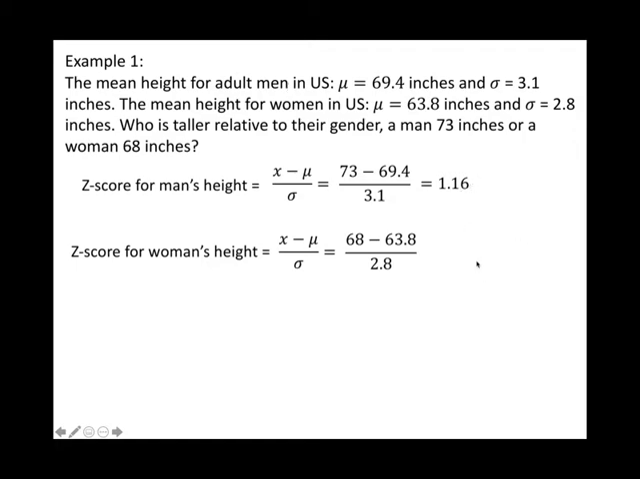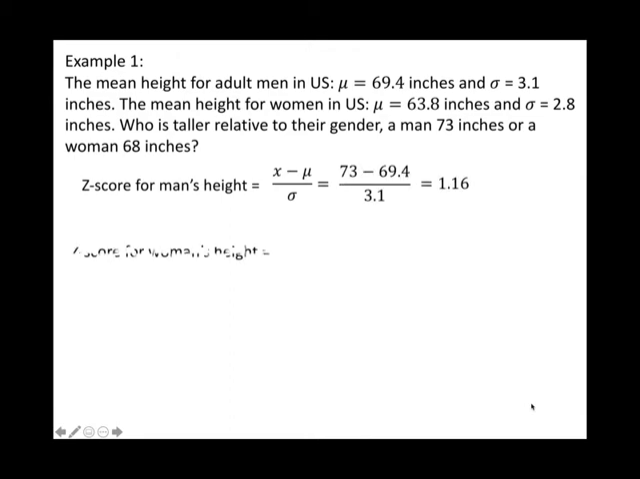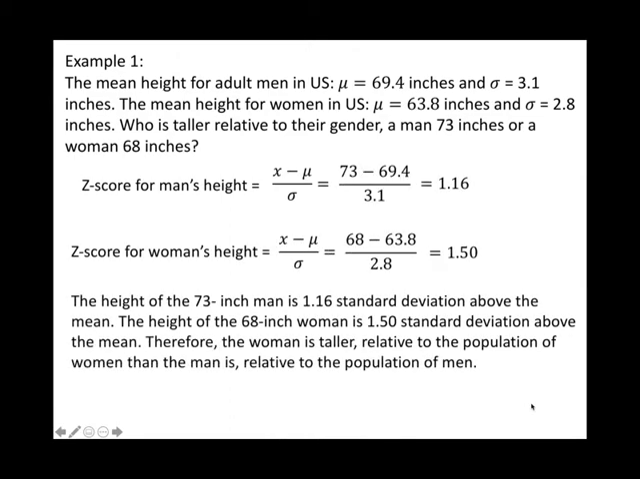Let's look at the picture here. So 1.16 is about here, and 1.5 is going to be here. Right? So you can see the woman is taller. Okay, the woman is taller. The height of the 73-inch man is 1.16 standard deviations above the mean. The height of the 68-inch woman is 1.5 standard deviations above the mean. So when you compare these numbers, you know the woman is taller relative to her gender.